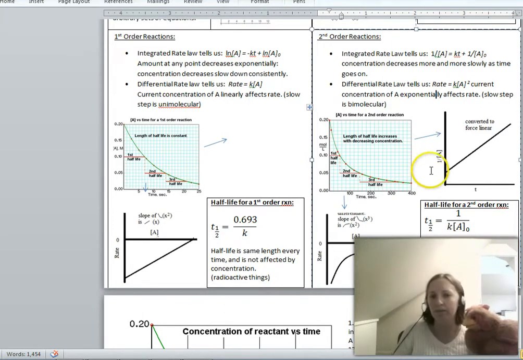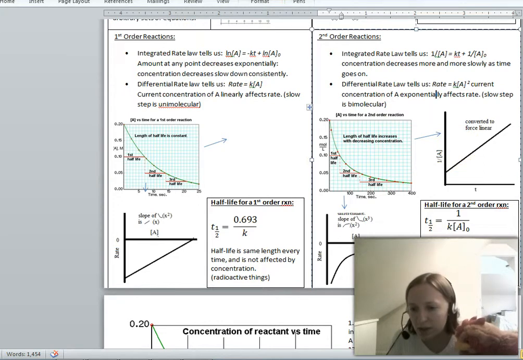Cluck. Yeah, that's the half-life. The half-lives get longer. And let me zoom in. You just zoomed out. Shh.